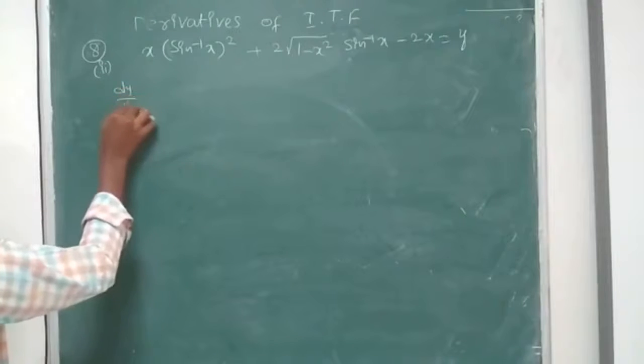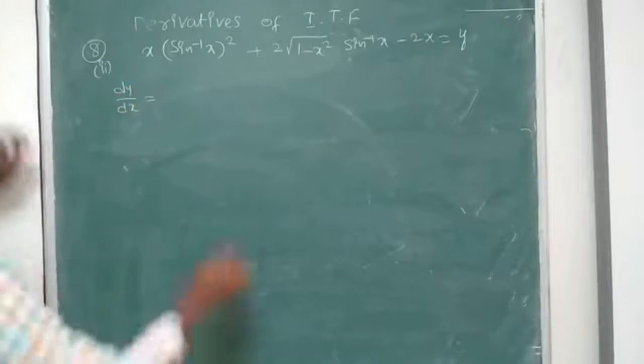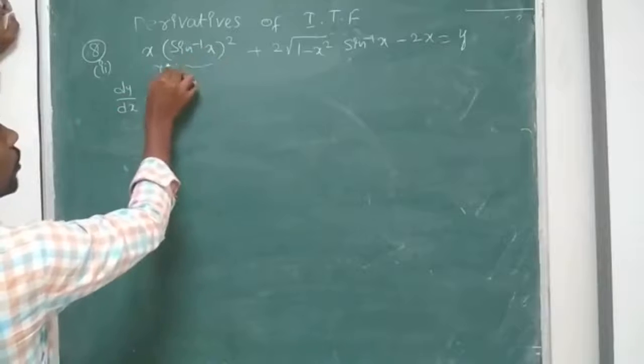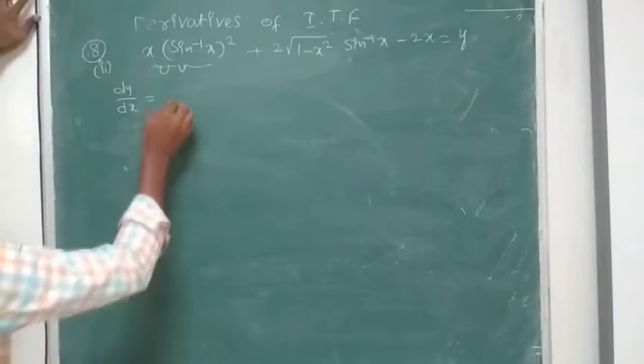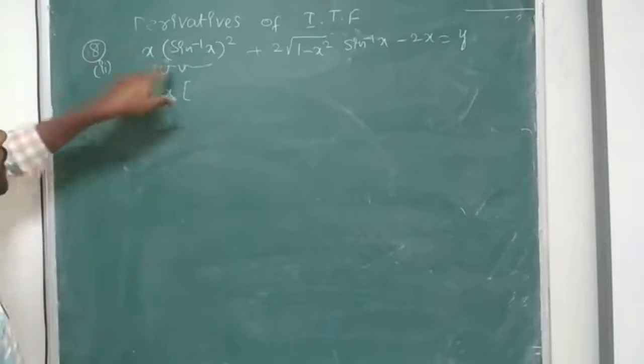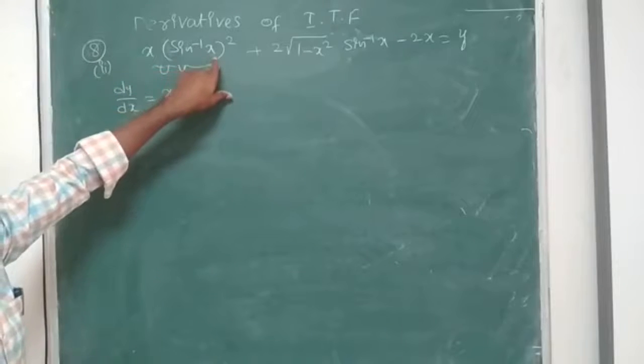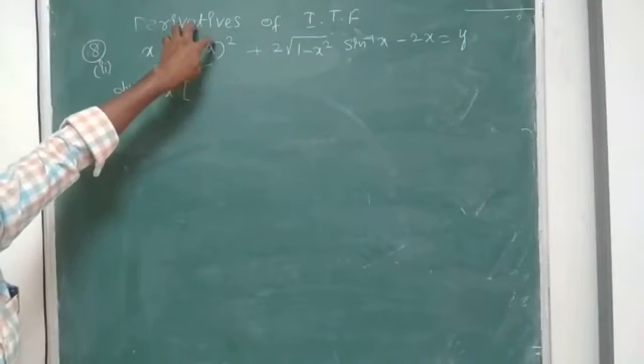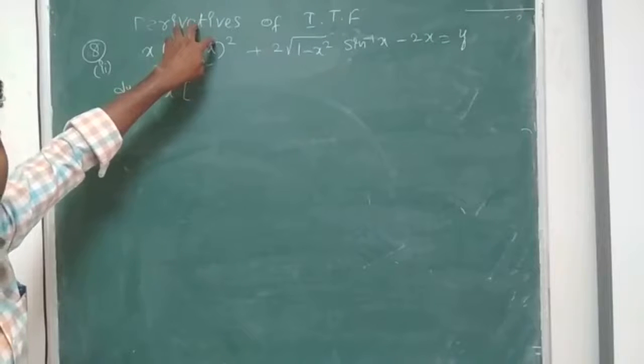So dy by dx equal to, consider this, it is in the form of uv dash. So x into sin inverse x whole square. You consider this one as x, so x square. What is the derivative of x square?